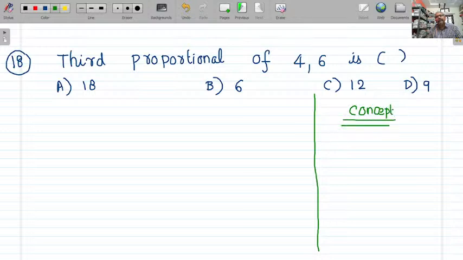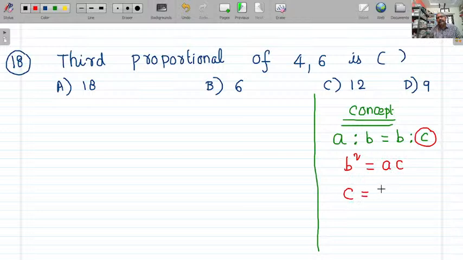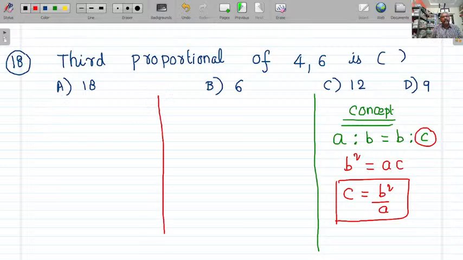Concept. Third proportional means actually here, A is to B is equal to B is to C. So in this case this C is called third proportional. So now we can write B into B, that is B square is equal to AC. So we need C. C is equal to B square by A. So this is the third proportional. So the first method and also the second method I will explain. So see the first method.